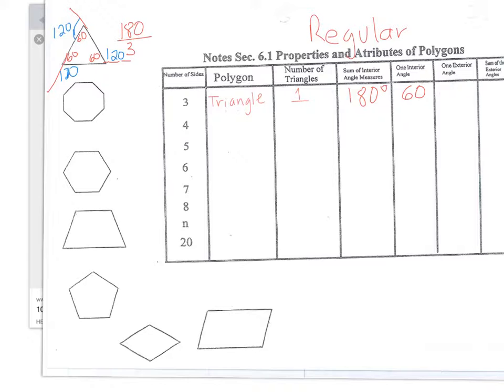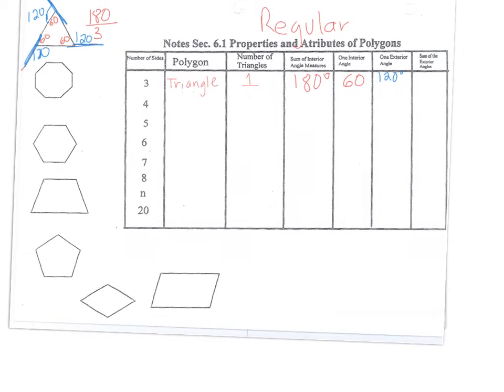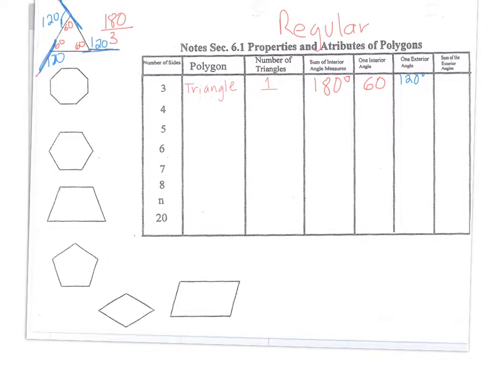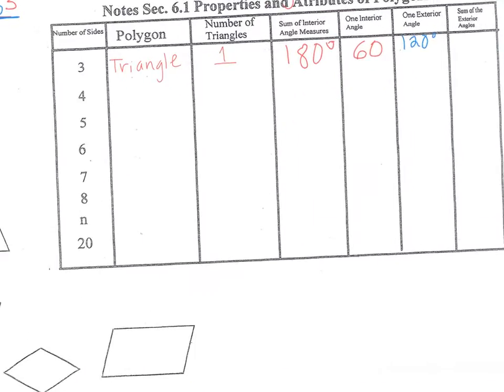Because it's a straight line, and lines measure 180 degrees, right? You did it at the beginning of the year. That is right. So an exterior angle measure would be 120. Now what if you get the sum of all the outside angles? 120, 120, 120 is 360. Okay, perfect.